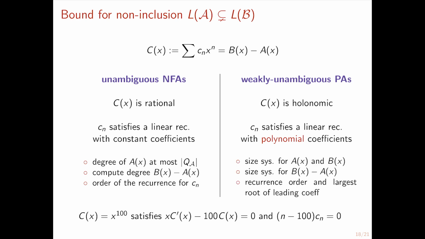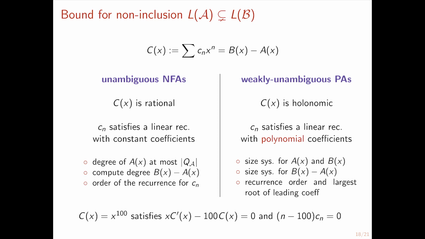Let's come back to our proof. We need to compute the size of the representation of a and b in terms of the size of the automata a and b. By size of the representation of a series, we mean not only the order of the equation, but also the size of all the coefficients, which, remember, are polynomials. From there, we can compute similar bounds for the difference of the two series, then finally for the order and the largest root of the leading polynomial of the recurrence.